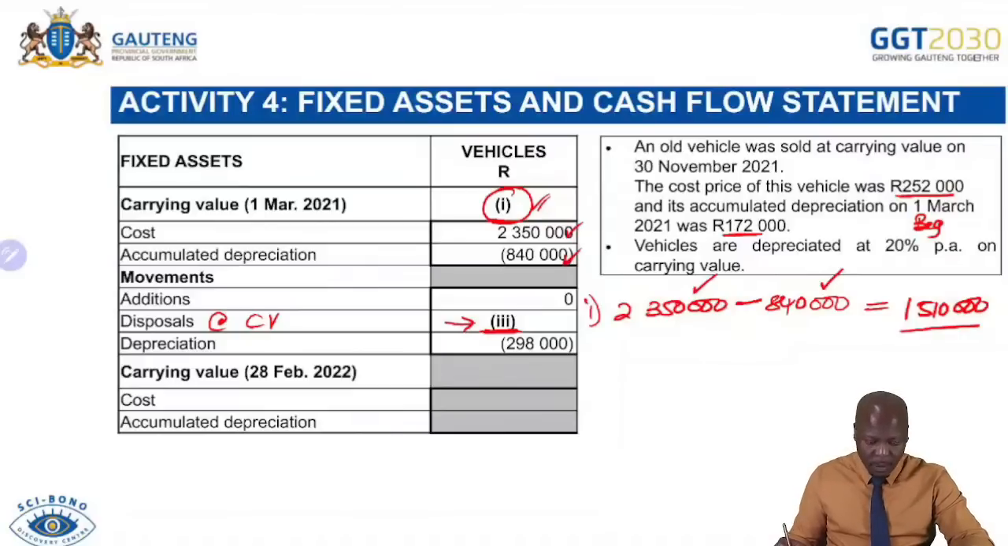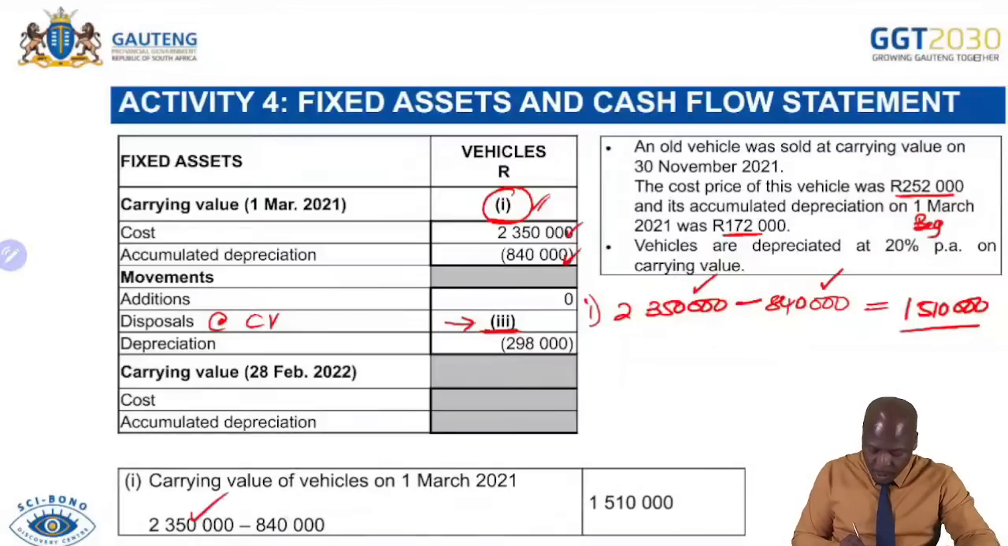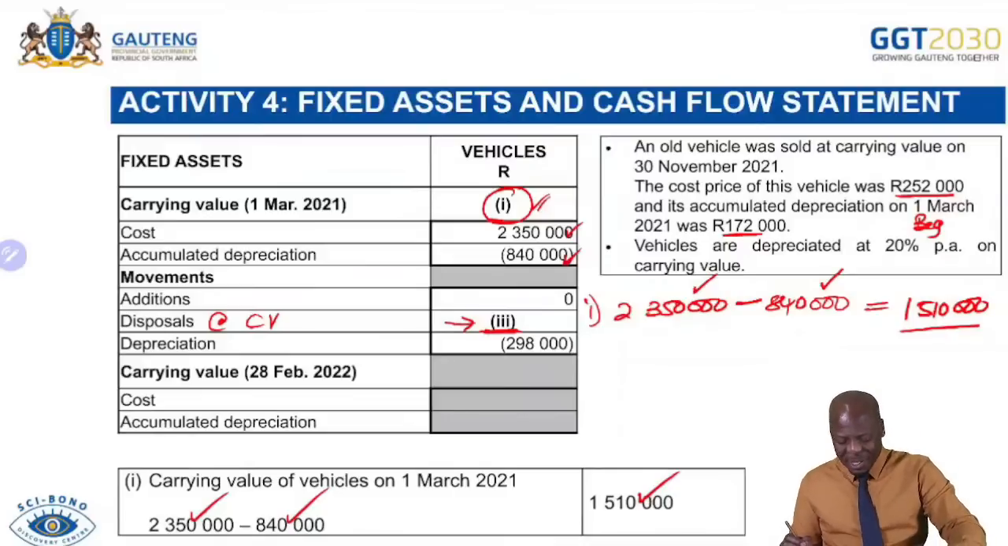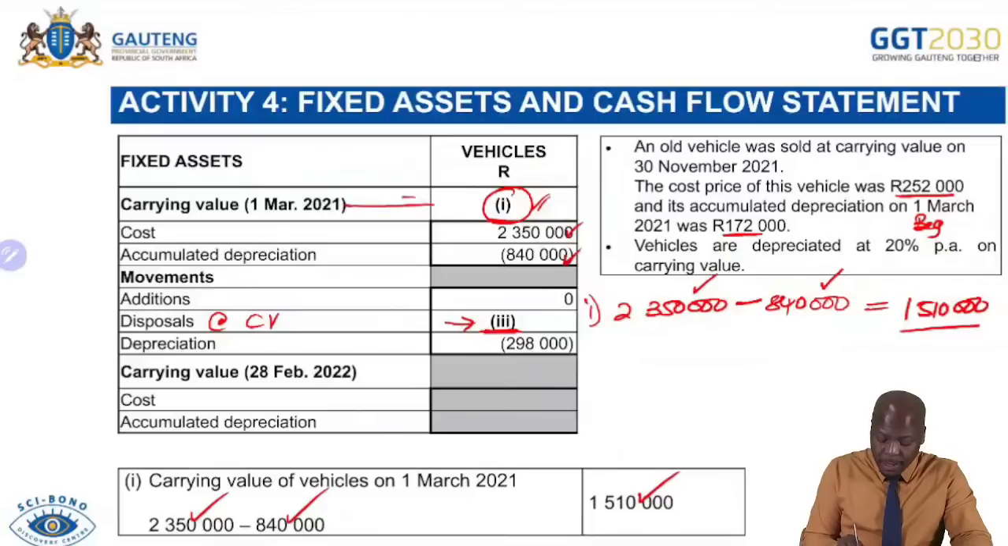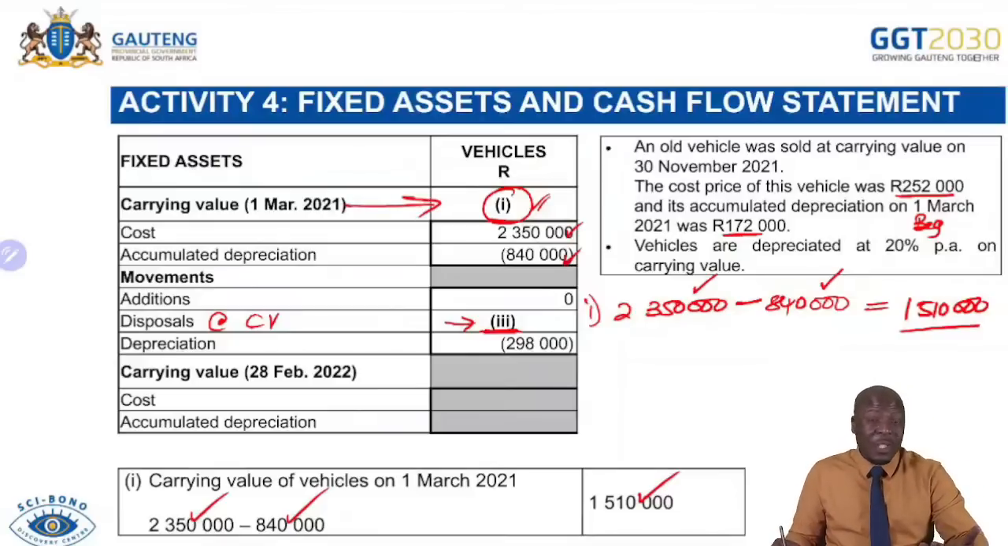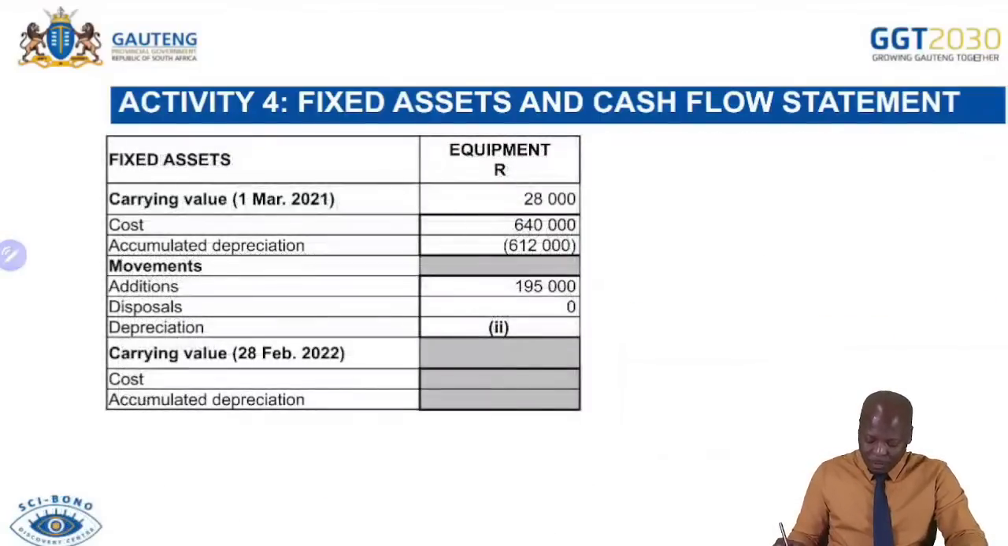1,510,000. So this one was an easy one to get. All right, let's go and do number 2 before we do number 3. We did number 1, which was simply calculating the carrying value. That one was easy: cost minus accumulated gives you your carrying value. Let's go to number 2.